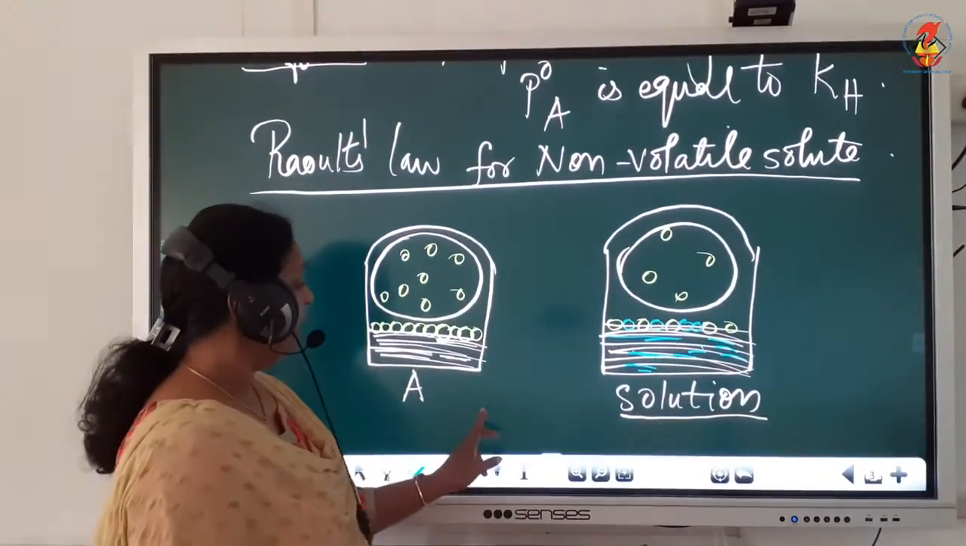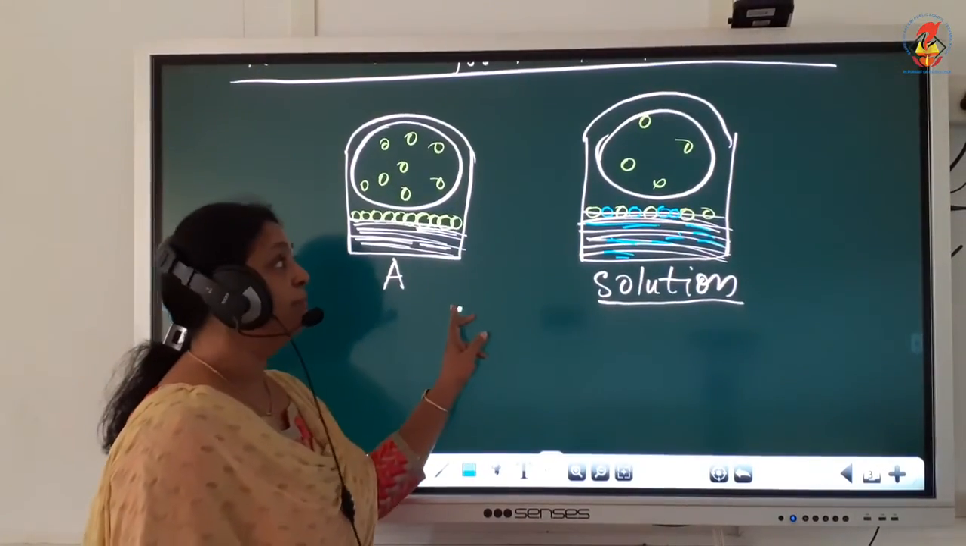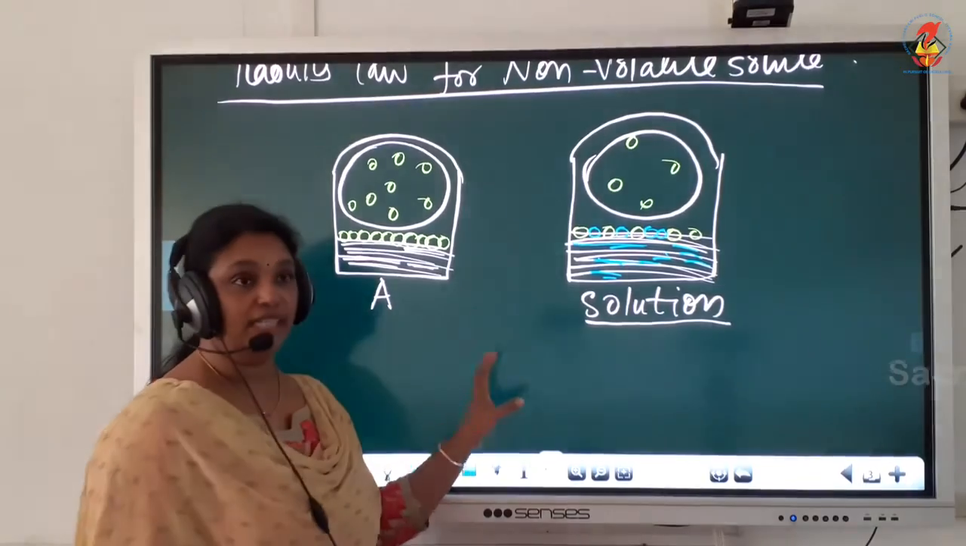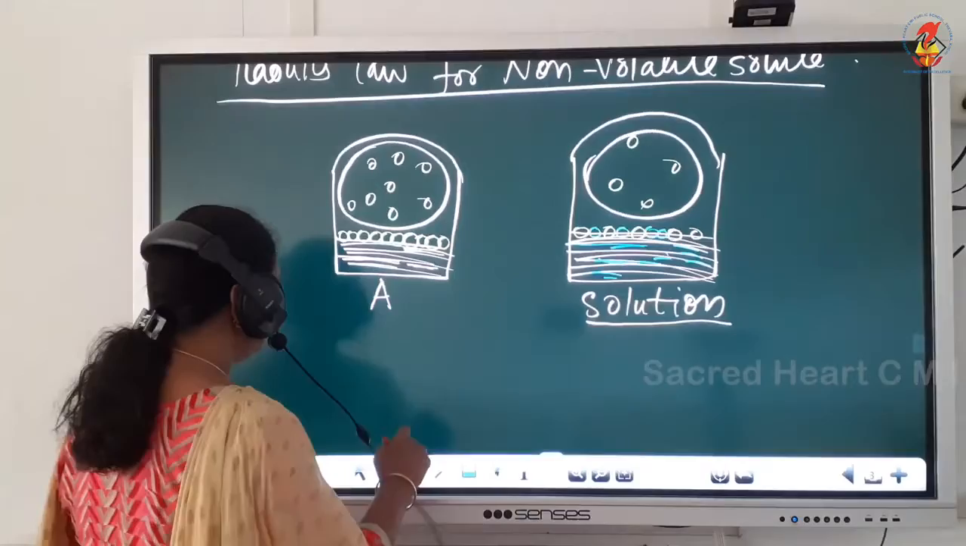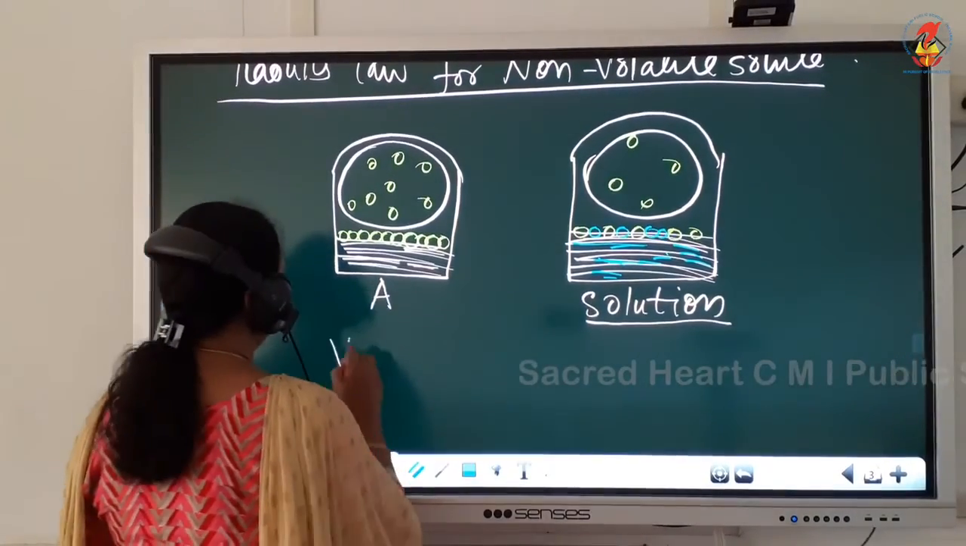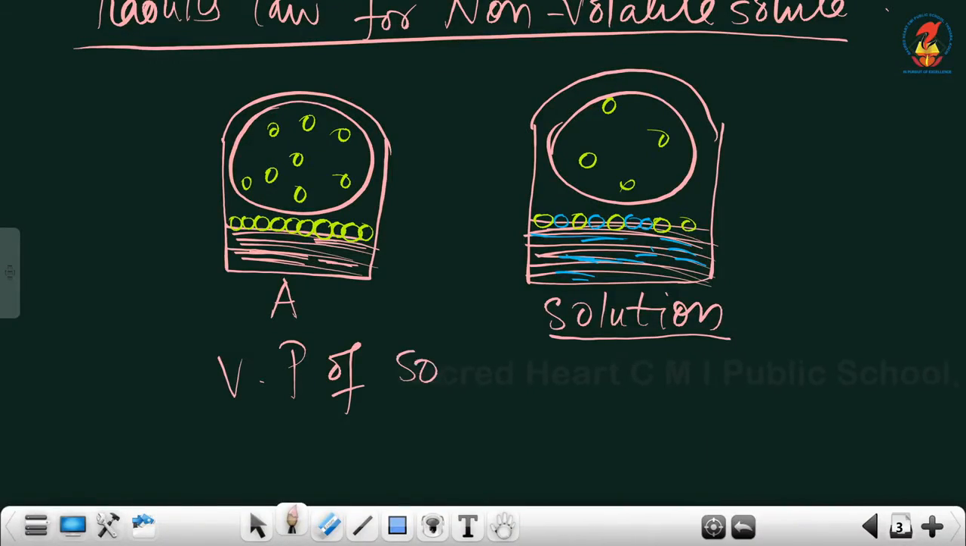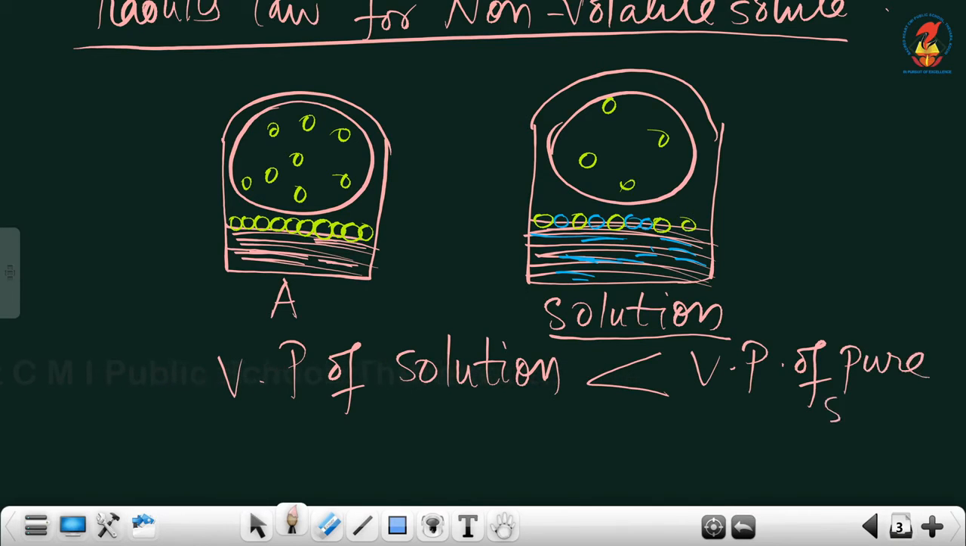So when we compare the vapor pressure of a pure solvent and solution, we can say that the vapor pressure of a solution which has a non-volatile solute in it is lower than the vapor pressure of pure solvent, or the vapor pressure of pure solvent will be greater than the vapor pressure of solution.